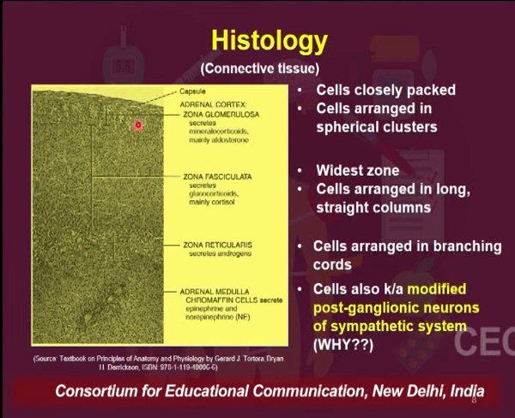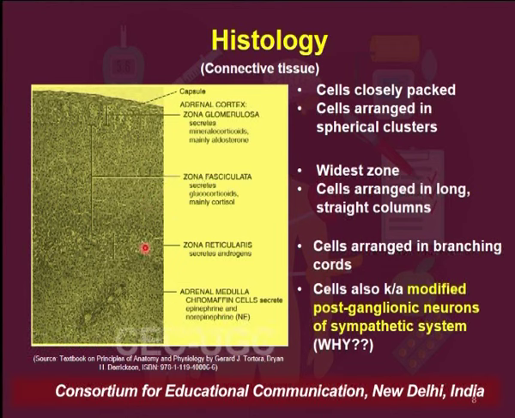Below the zona glomerulosa lies the widest zone of the adrenal cortex, and that is referred to as zona fasciculata. Here you can see that the cells are arranged in long straight columns, and these cells are responsible for the production of glucocorticoids, which in the case of humans is cortisol.